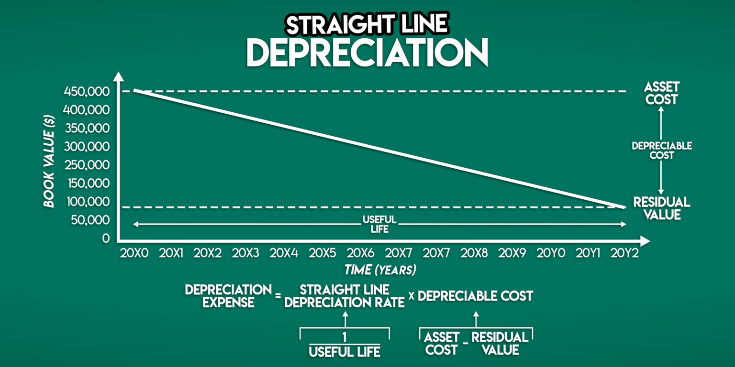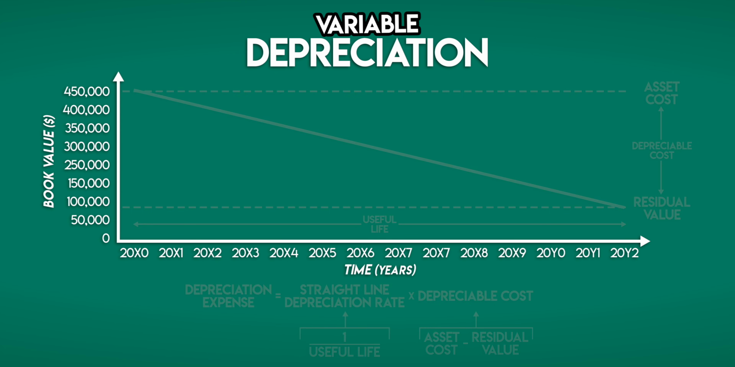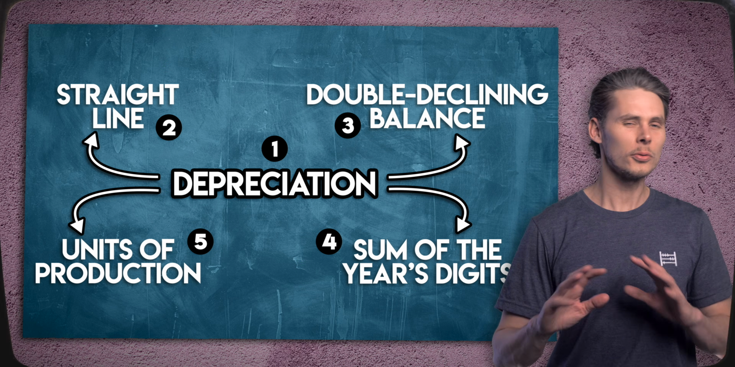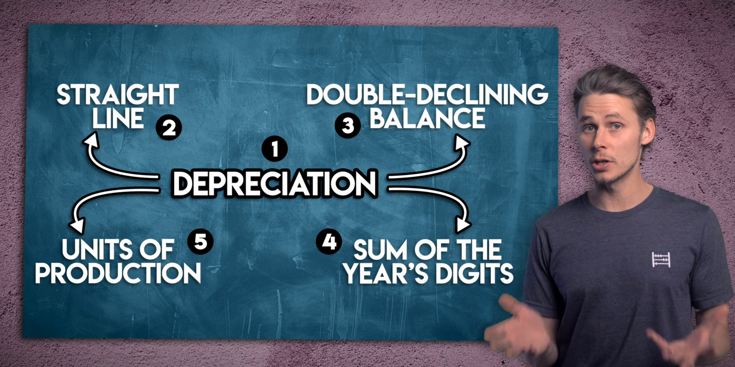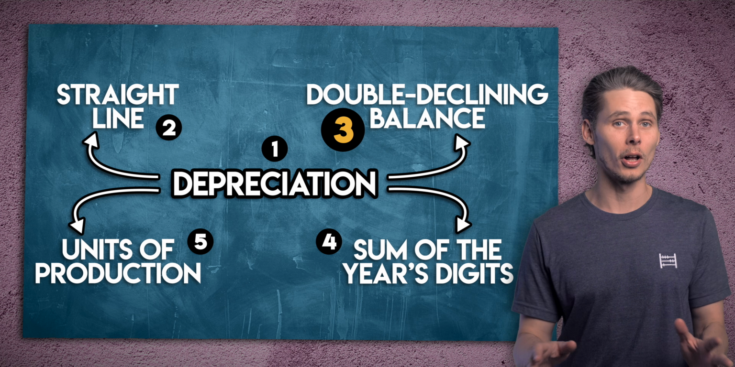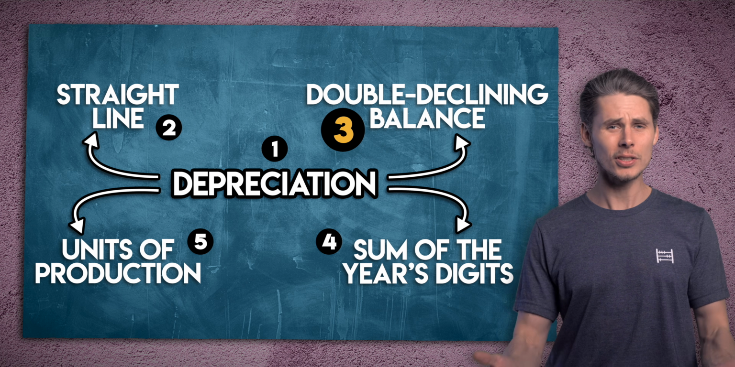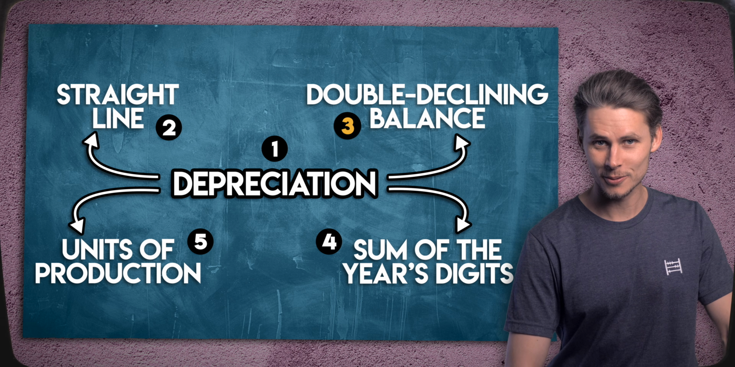Straight line depreciation is a fixed cost method, which means the expense is spread out evenly over your asset's useful life. But there are other variable depreciation methods as well, where the expense is higher in early years, and these can be a bit more tricky. Not too tricky though, I promise. An example of a variable cost depreciation method is the double declining balance method. How does it work? Let's find out.